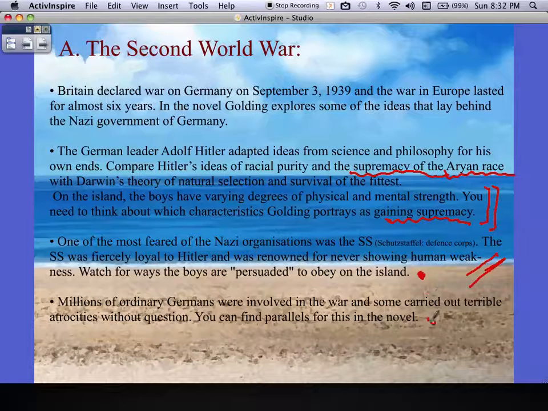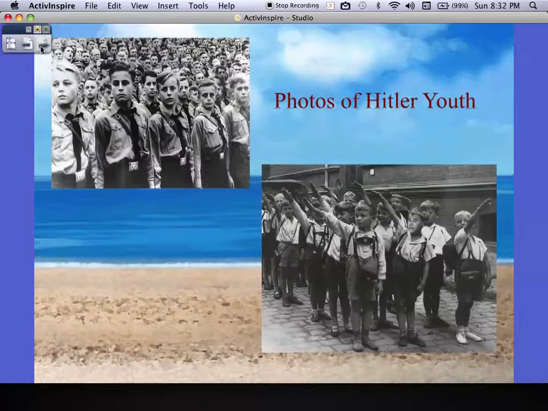And finally, in the early 50s, the extent of what the average, ordinary German was willing to do, and some of the terrible things that were carried out without question, come out. See if you can find parallels for this in the novel. This is something that is in the world that Golding was living in as he wrote the novel.